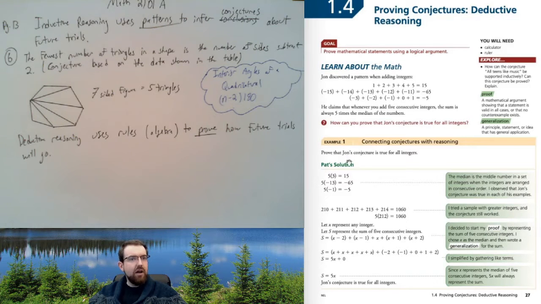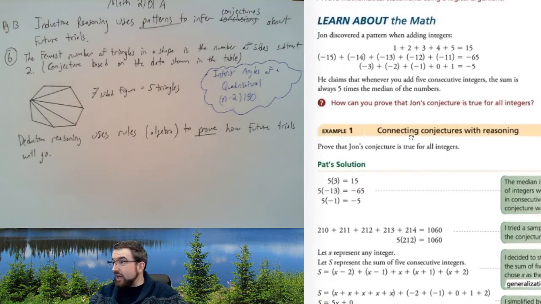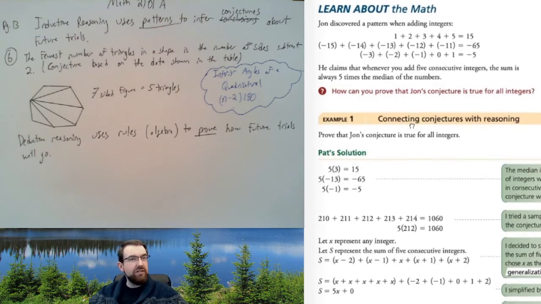It's not super complicated. All we're doing is using algebra to show why something is always going to work. So I would like to go through one of the examples that the book gives. Here, John had discovered a pattern when adding integers: 1, 2, 3, 4, 5 makes 15. He claims that whenever you add 5 consecutive integers, the sum is always 5 times the median of the numbers. So what we have here at the start is inductive reasoning, right? Because John saw these 3 patterns.